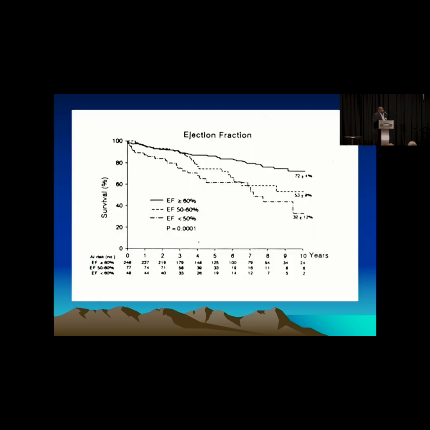And of course, no surgery talk would be a surgery talk without a Kaplan-Meier curve. And all this does is show what the original slide showed, that 70% of people are still alive 10 years out once they were operated on with a normal heart.